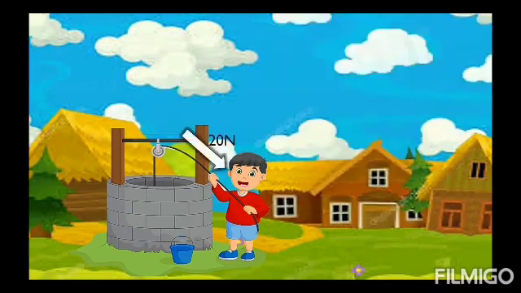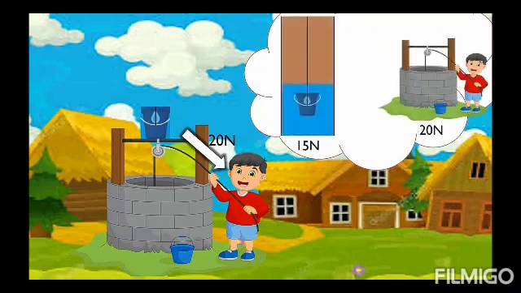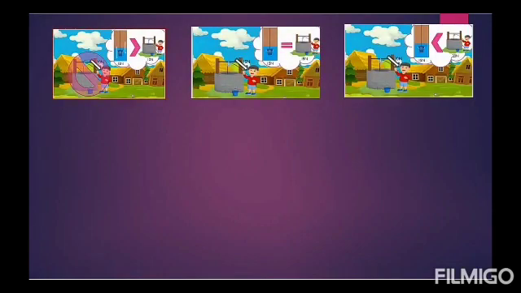Next one, the boy applies 20 Newton force. First we have learned, the boy applied how many Newton? 10 Newton. Second one 15 Newton. Third one 20 Newton force. The bucket comes up because 15 Newton is less than 20 Newton. So, the resultant force is 20 Newton minus 15 Newton. You will get the answer 5 Newton. 20 Newton is the greatest force. So, the resultant force acts on the greater side first. So, the bucket comes up.